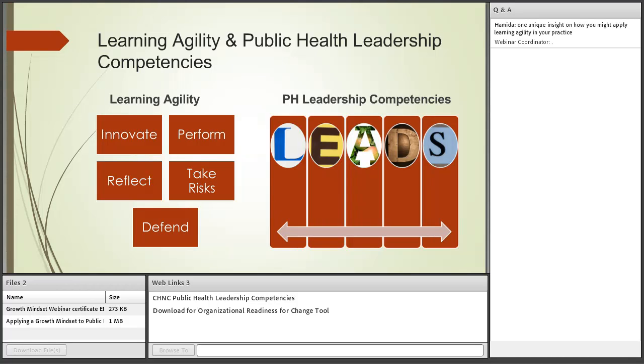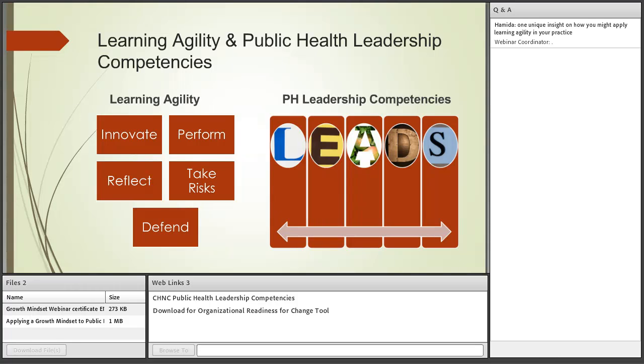So what I find is that if you're looking at the LEADS framework, the L stands for leading self, the E stands for engage others, the A stands for achieve results, the D is developing coalitions and partnerships, and the S is systems transformation. So that's on the right.